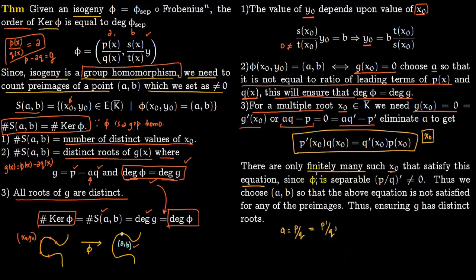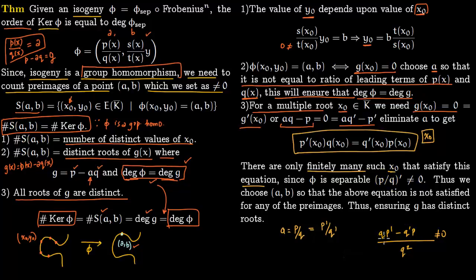So notice that this isogeny is separable. So since this isogeny is separable, you know the condition for separability. The derivative of this has to be non-zero. So the derivative of p by q is non-zero. So from elementary calculus, you get q squared here, you have q p prime minus q prime p. This is non-zero. That is just expanding this. And that means the numerator is non-zero.